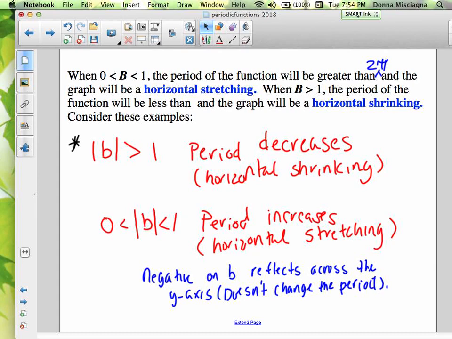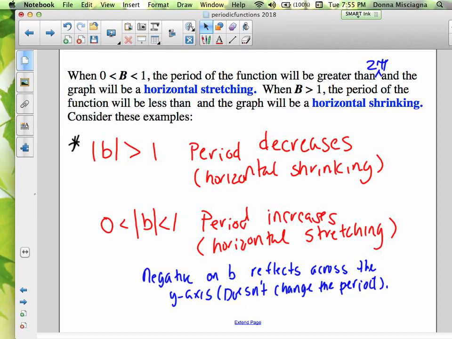If the value is greater than 1, the period is going to decrease. We have a horizontal shrinking. The period is shorter. A negative on b reflects across the y-axis, but it doesn't change the period at all. It has no impact on period whatsoever. We'll basically be working with b being a positive number. We won't be reflecting over the y-axis. X-axis maybe, but not the y-axis. Make sure that's in your notes.